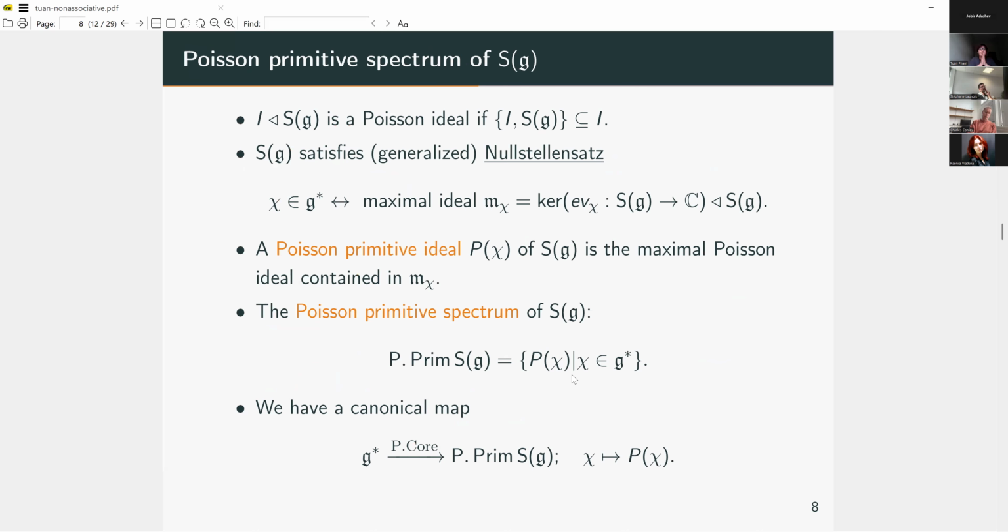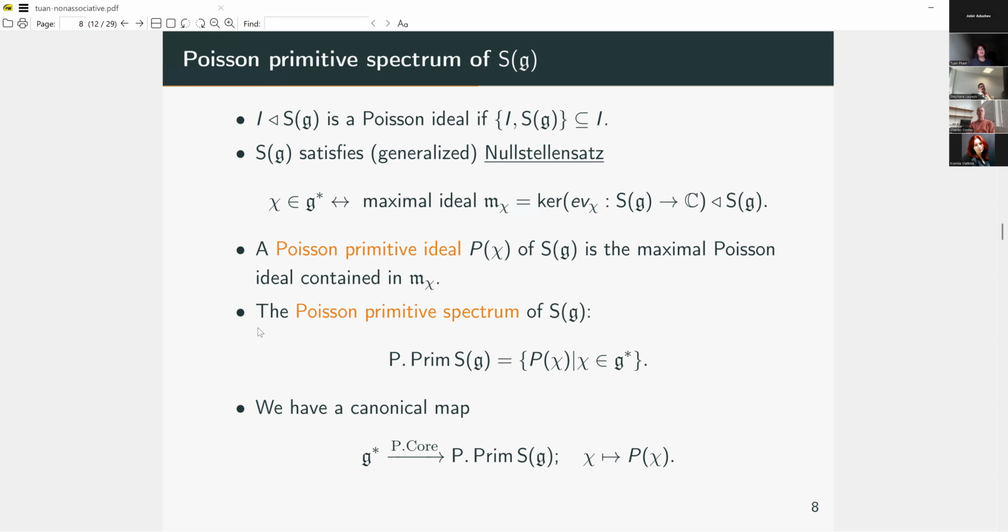Okay, so an ideal of S(G) is called a Poisson ideal if I is closed under the Poisson bracket with S(G). This is just the generalization of a Lie ideal. In particular, a Poisson ideal is both an ideal and a Lie ideal of S(G).